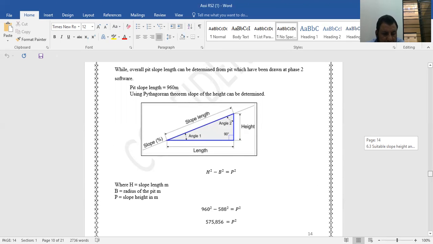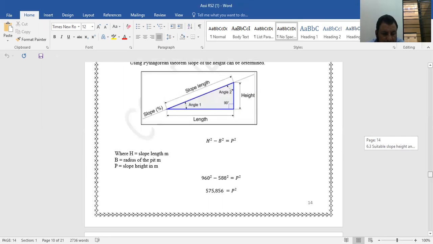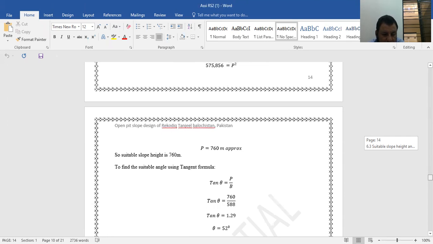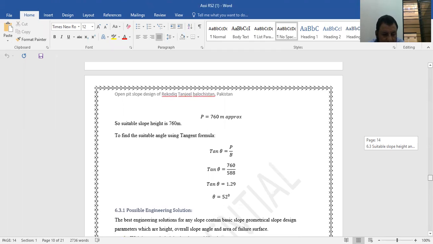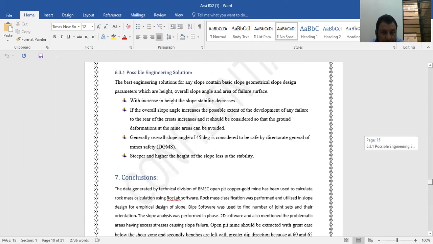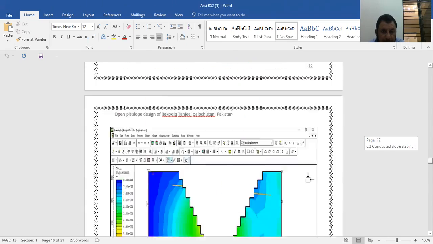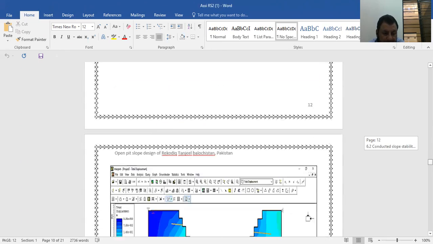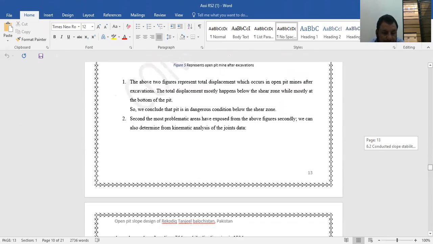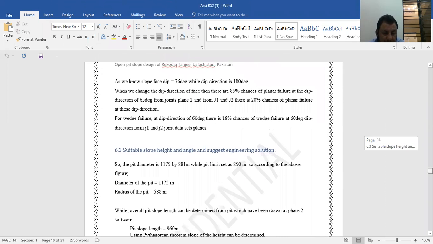The pit diameter is 1175 by 881 meters, while the pit limit is set at 850 meters. According to the above figure, the diameter of the pit is 1175 meters and the radius of the pit is 585 meters, while the overall slope length can be determined from the pit drawn in Phase2 software. The suitable slope height is 760 meters. To find the suitable angle we use the tangent formula. After applying the tangent formula, we find 52 degrees.